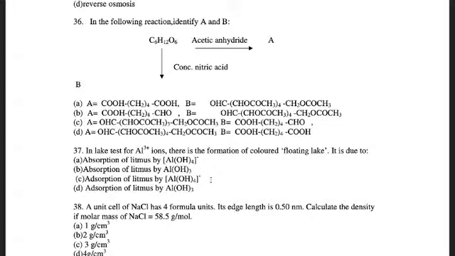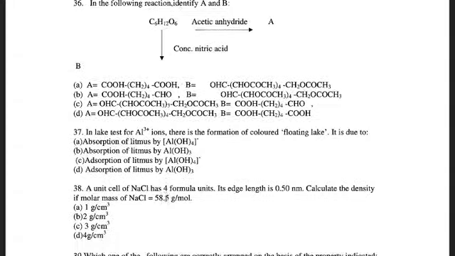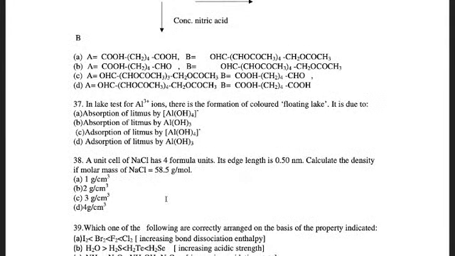Absorption of litmus by Al(OH)3. In the lake test for Al3+ ions, there is a formation of a colored floating lake due to the absorption of litmus by Al(OH)3. So the answer is option D. Correct.